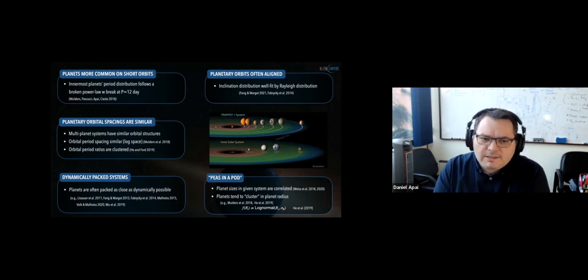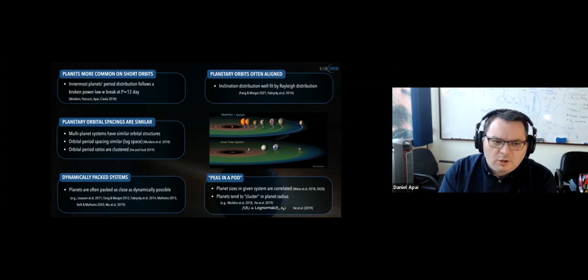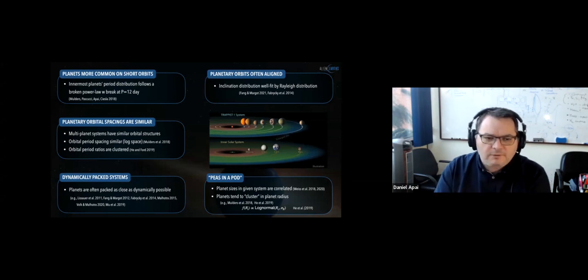We now recognize that short period planets are very common. The solar system is an unusual planetary system, with its interior basically unpopulated. The most common periods for planets are around 7 to 12 days, and there's a broken power law that describes the planet distribution quite well.